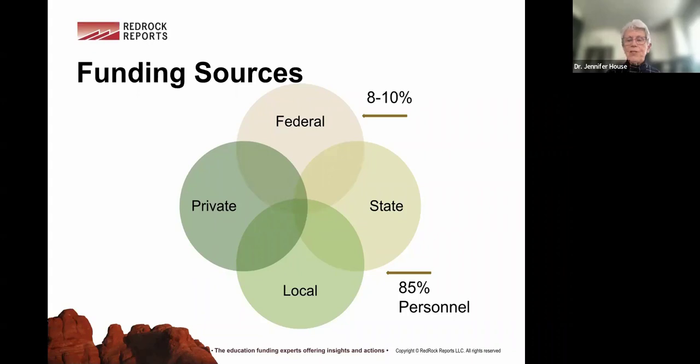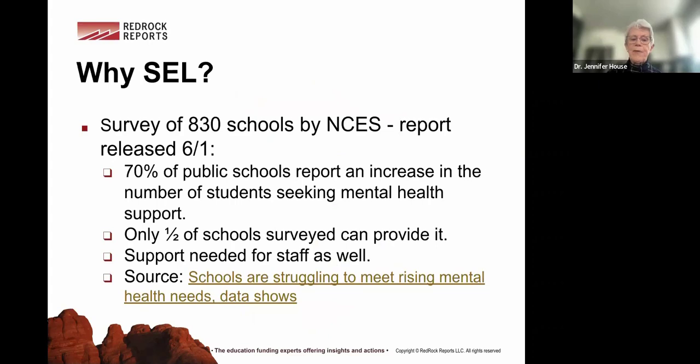And normally, let's not consider the stimulus money. Normally that's 8 to 10% of your budget. But as we know, things are a little bit different right now. And why do we need the SEL?